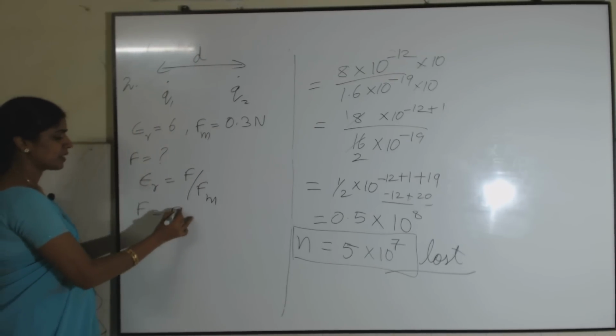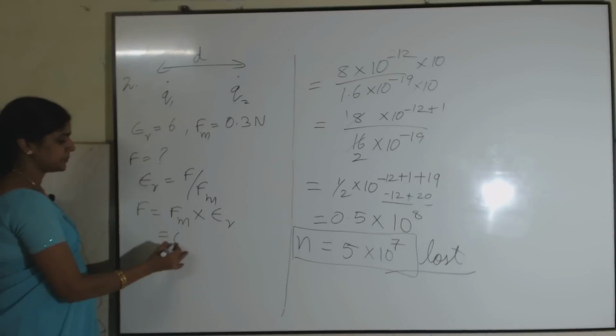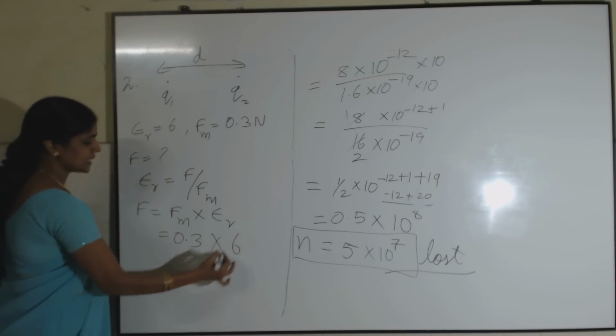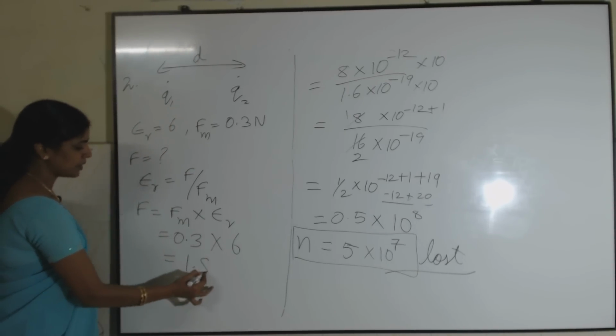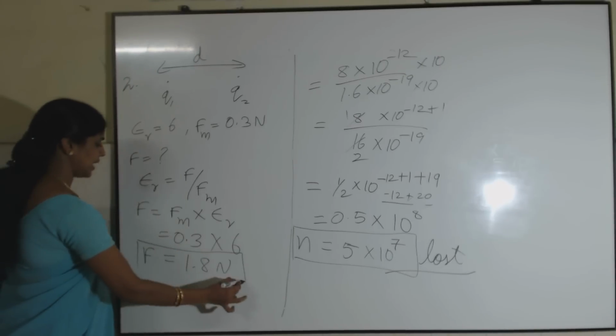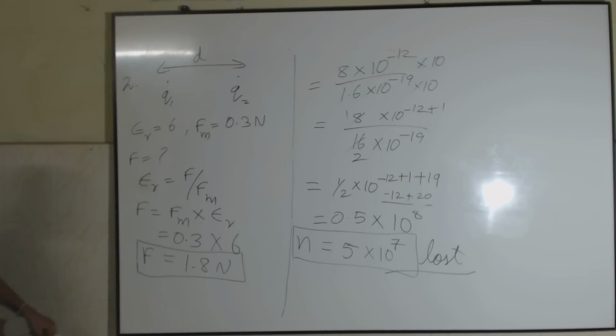F equal to Fm into epsilon r. What is Fm? 0.3. Epsilon r value is given as 6. It will be 1.8 Newton. So when these two charges are kept in air or vacuum at the same separation, the force of attraction or repulsion between them will be 1.8 Newton.